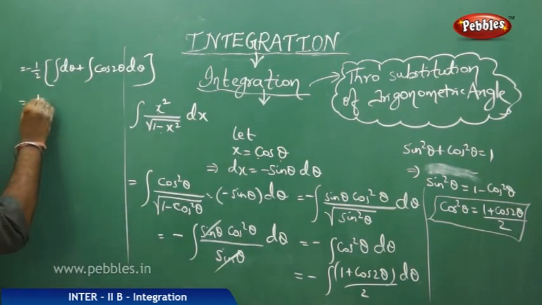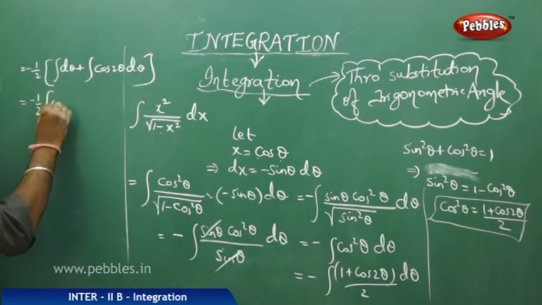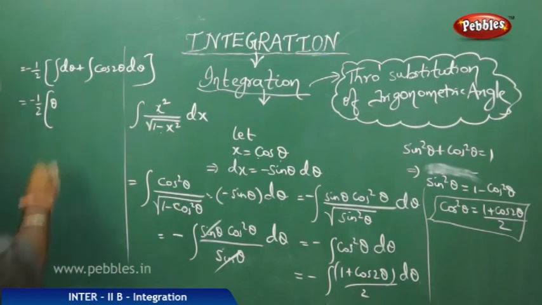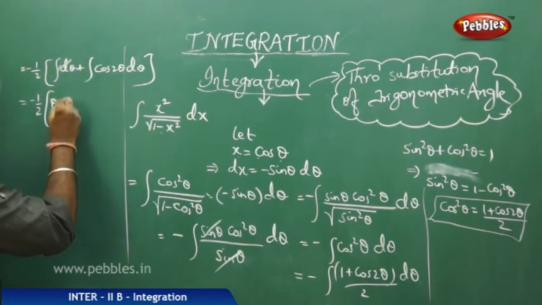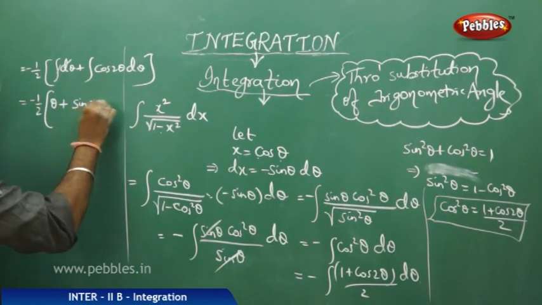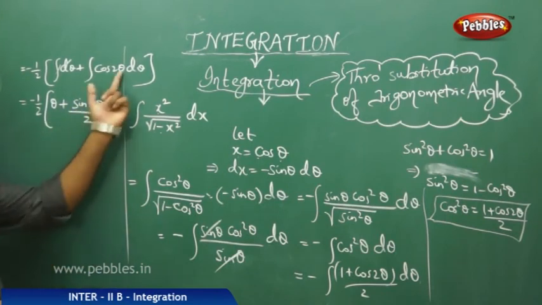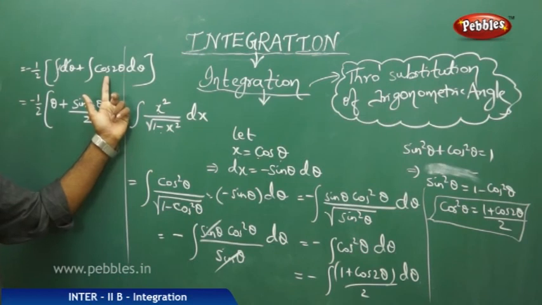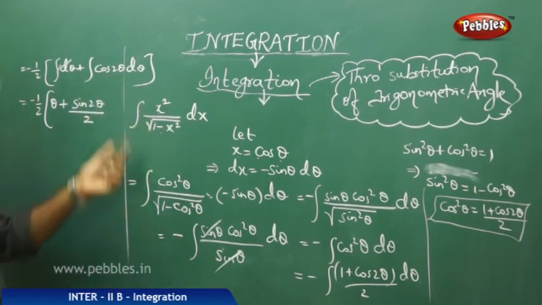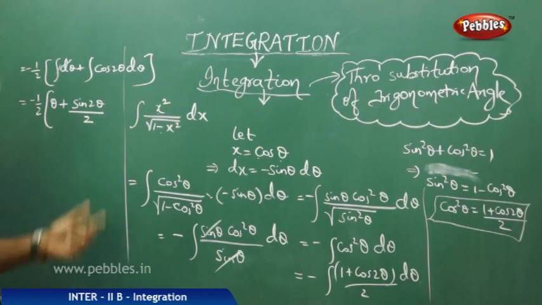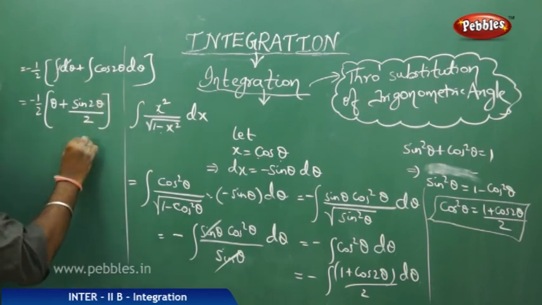Next, this is minus 1 by 2 times integral d theta is theta, and then because integral and derivative get cancelled, integral of cos x is sin x by coefficient of x, because this is in the form of f of ax plus b. So the coefficient of theta, which is 2, comes out here, and then plus c is what we get.